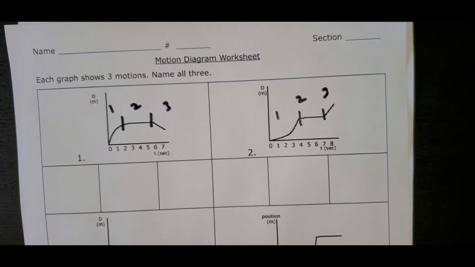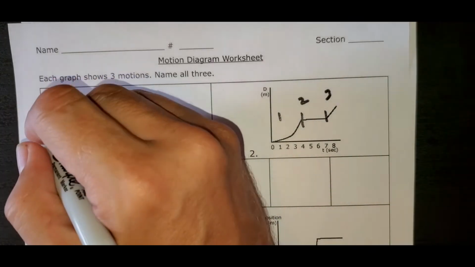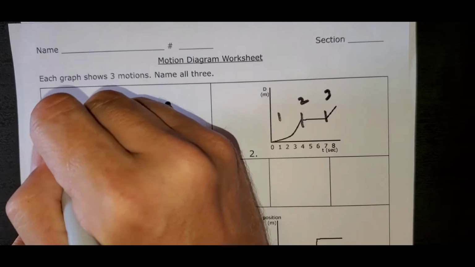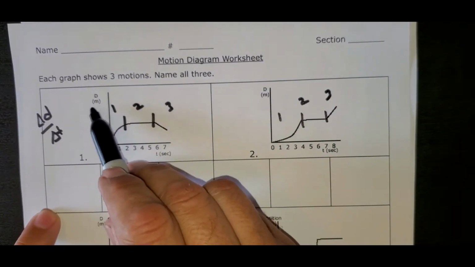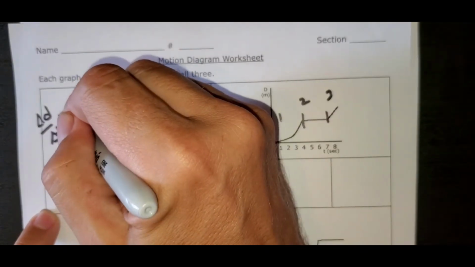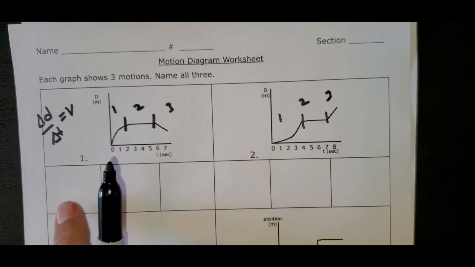The key to really analyzing any motion plot is to ask yourself, what does the slope mean? Well, slope is delta y over delta x in math class, but in this case it's delta d divided by delta t, which is, of course, velocity. So everything we can say about the slope of this plot is true about the velocity.